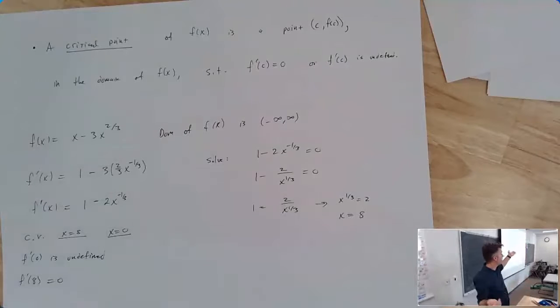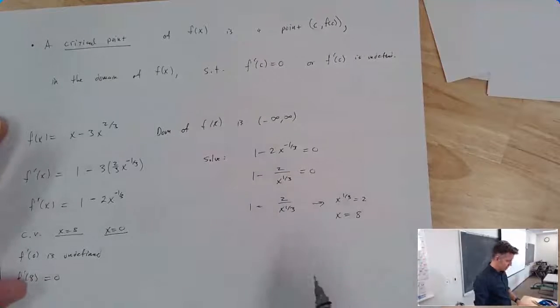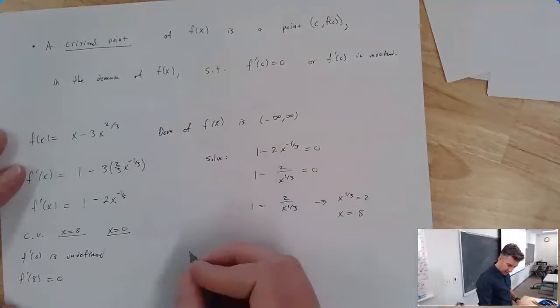Kind of like having a vertical asymptote, though not exactly. So let's look at the sign chart to see, and then we're going to try and graph the thing after. We'll see.